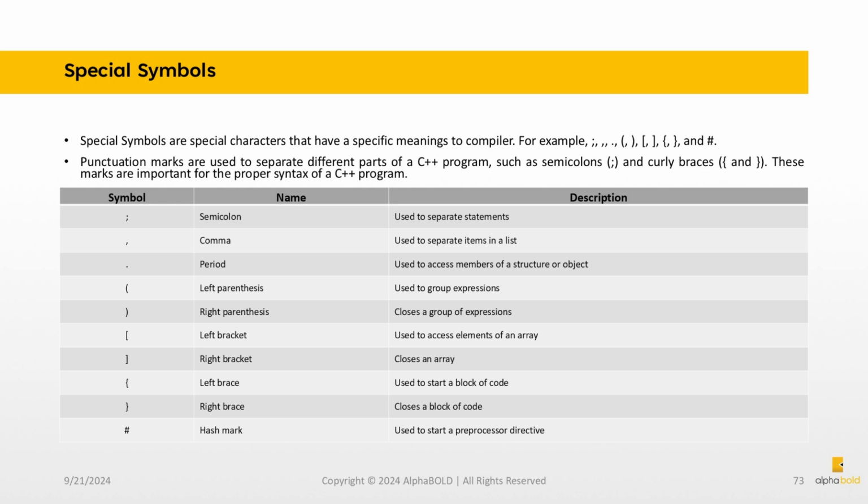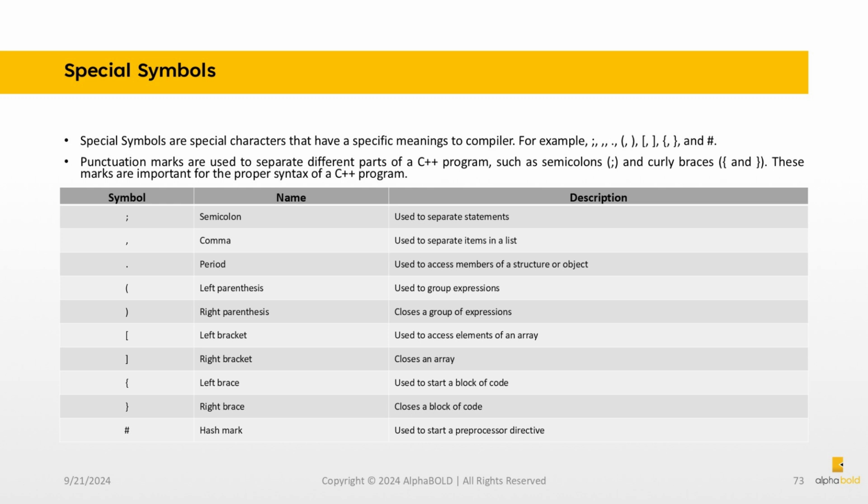The semicolon is used to separate individual statements, while the comma symbol separates items within a list. The period symbol is used to access members of a structure or object. Parentheses are used to group expressions together, with the left parenthesis opening the group and the right parenthesis closing it. Brackets are used to access elements of an array, with the left bracket indicating the start of the array and the right bracket indicating the end.